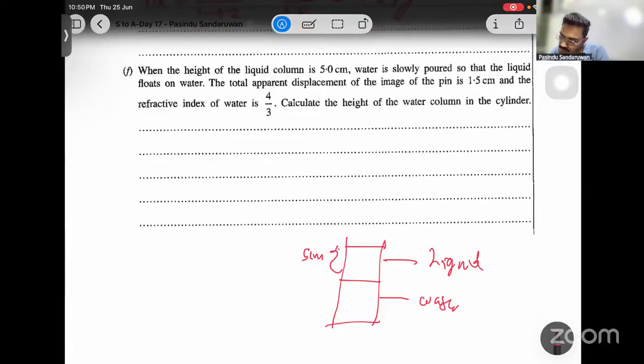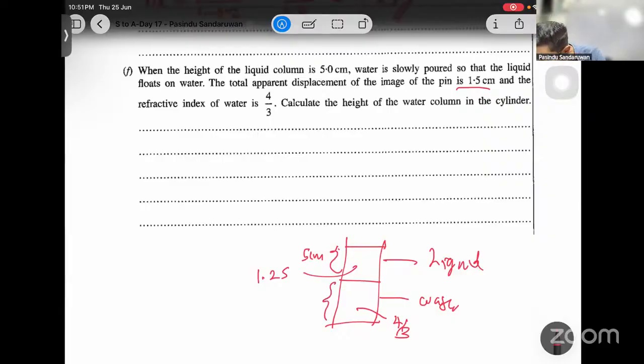So that the liquid floats on water. The total apparent displacement of the image of the pin is 1.5 centimeters. Total is given. And the refractive index of water is 4 over 3. This is given. The refractive index of the liquid was found, that was 1.25. That is known. Calculate the height of water column in the cylinder.